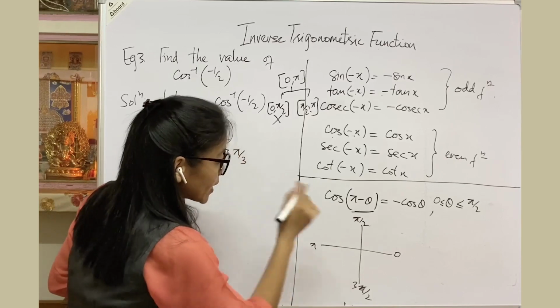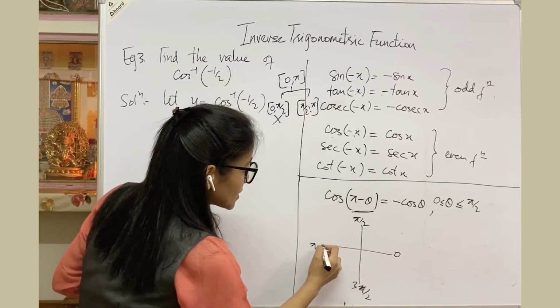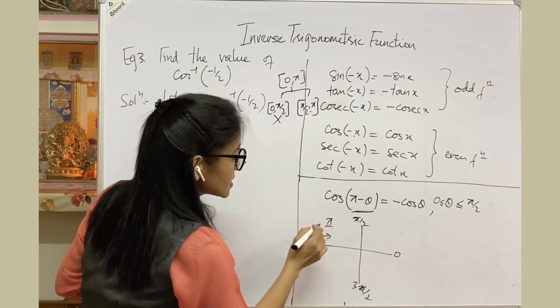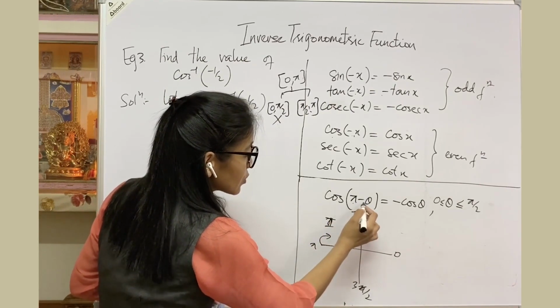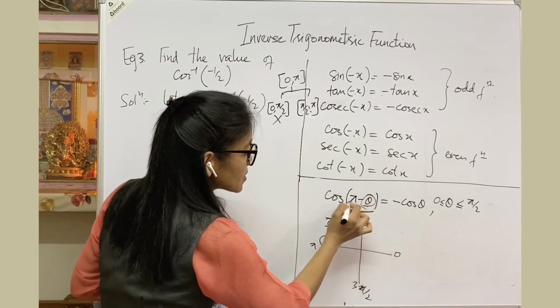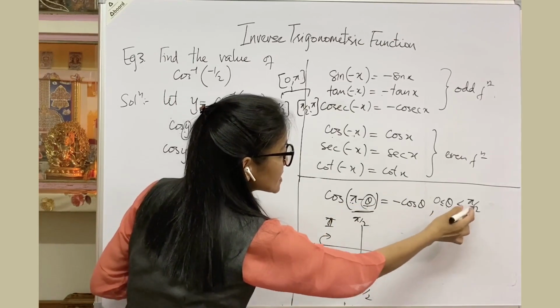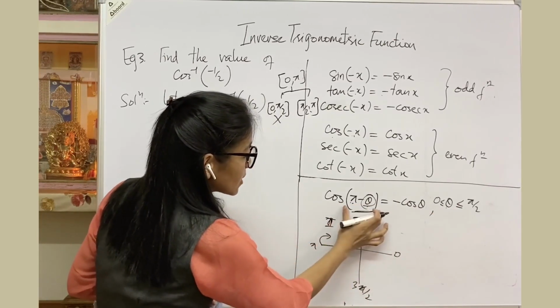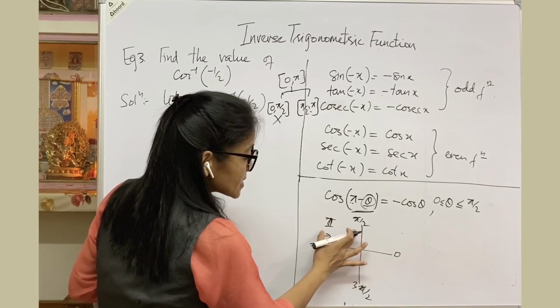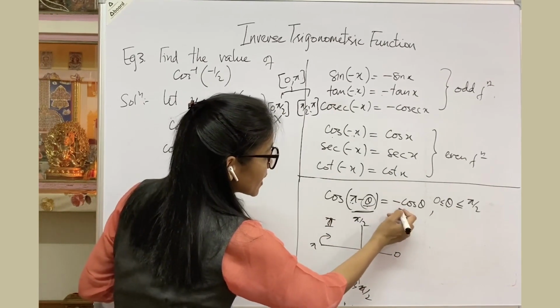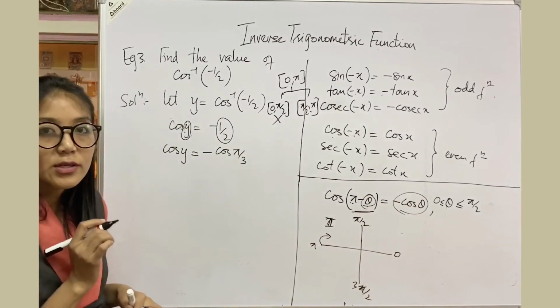Now when I write pi minus theta, I'm entering the second quadrant. Where you are subtracting theta from pi, with theta less than 90, your angle will lie in this interval. In the second quadrant, cos is negative, so therefore we are getting a negative value over here. Are you clear with that?